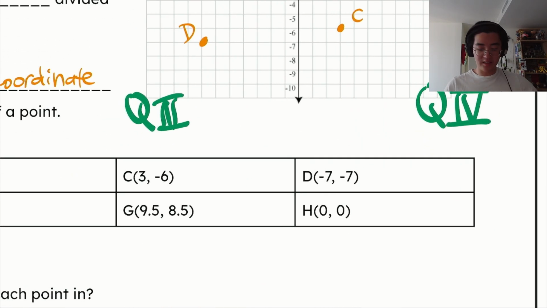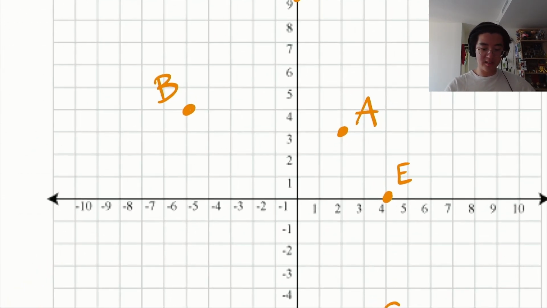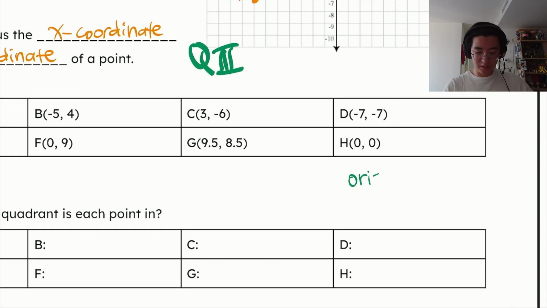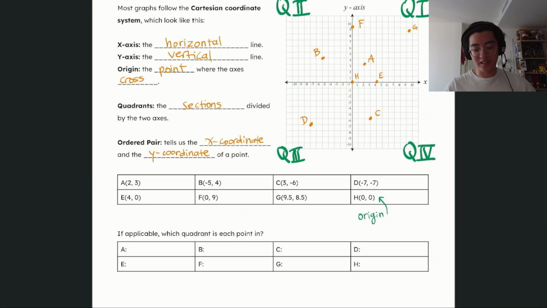So the last one's an interesting one, 0, 0. When x is 0, it's right here. When y is 0, it's also here. So 0, 0 is actually right in the middle. And of course, this is what the origin is. Remember, the origin is where the x and y axes meet, which is at 0, 0.